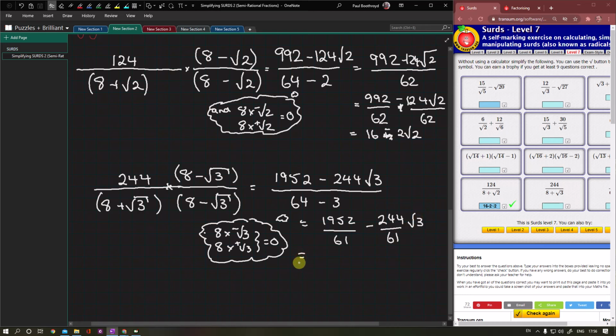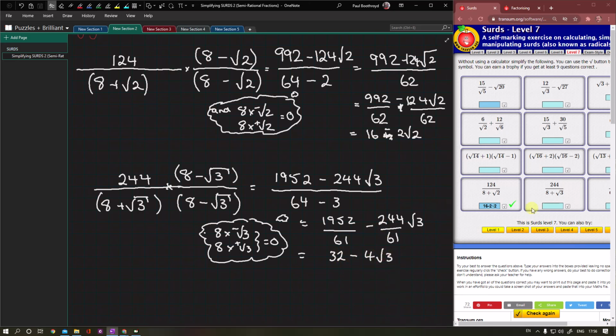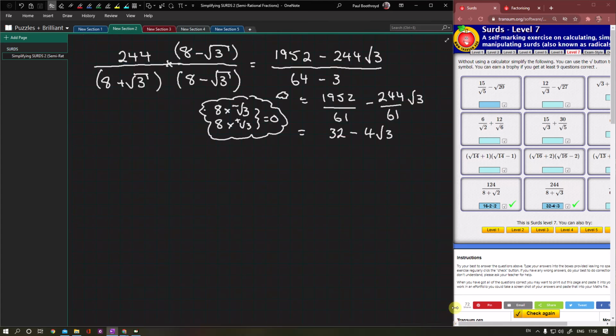I'm not sure about the 1952 divided by 61, but it will simplify. That goes to 32 minus that, which is going to be 4 root 3. 32 minus, click the square root button, 3, sorry I forgot to put 4 before the square root, and check this, it's correct. These last ones up here, the first part with them is to get a common denominator.